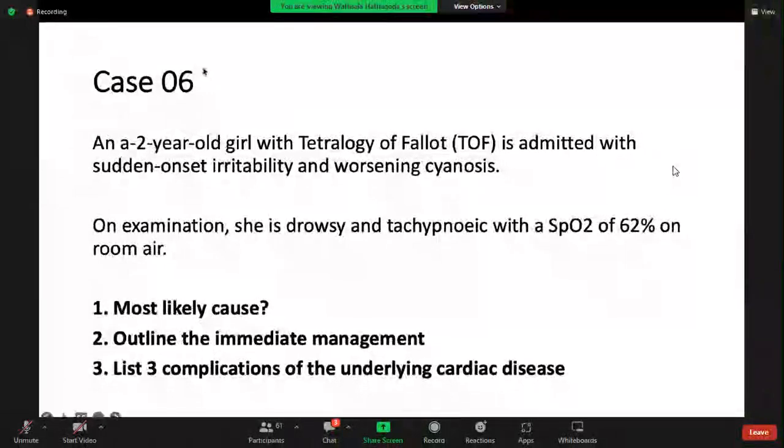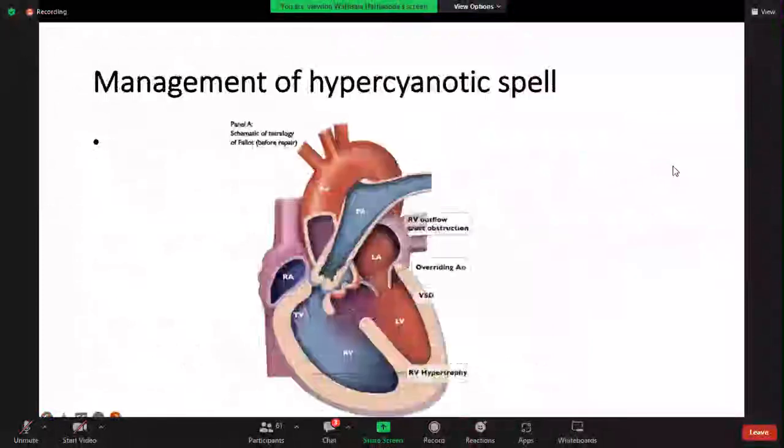Yes, so here is the typical presentation of a hypercyanotic spell. So what happens in a hypercyanotic spell? For that, you need to know what happens in tetralogy of Fallot. So what are the 4 defects in tetralogy of Fallot? You will see overriding of the aorta, right ventricular hypertrophy, a ventricular septal defect, and pulmonary outflow tract obstruction. So what happens?